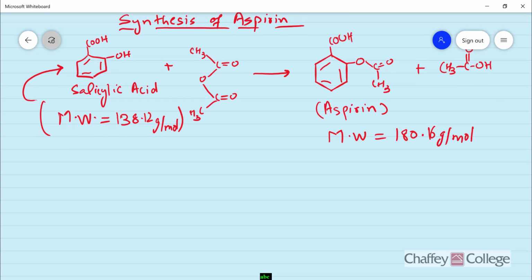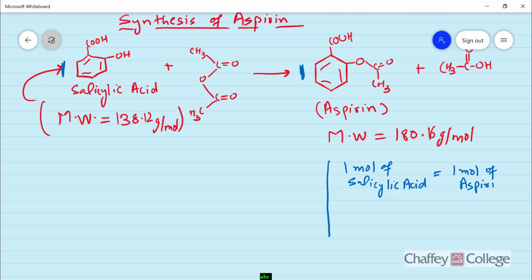If we look at the equation, it is balanced. Therefore, the coefficient in front of salicylic acid is 1 and the coefficient in front of acetylsalicylic acid is 1. So from the balanced equation, 1 mole of salicylic acid is equal to 1 mole of aspirin.